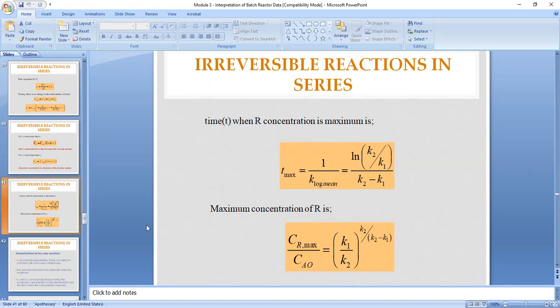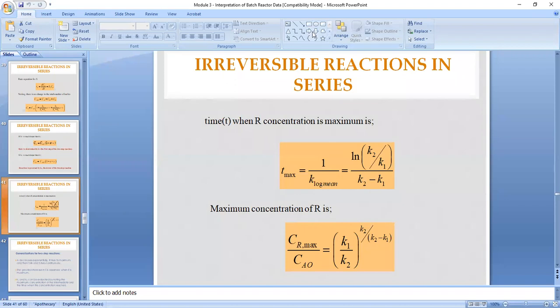But if you are asked what is the time when the intermediate R is maximum, that time is only dependent on the rate constants. So the final formula is the inverse actually, or the reciprocal of the log mean of the rate constants. You have it here. So you only need to know the K sub 1 and the K sub 2. Now at that particular time, when R is maximum, you would also be asked a follow-up question like, what would be the maximum concentration of R? Then again, the formula is dependent only on constants. You see here K sub 1 and K sub 2. And you see here also the initial concentration.